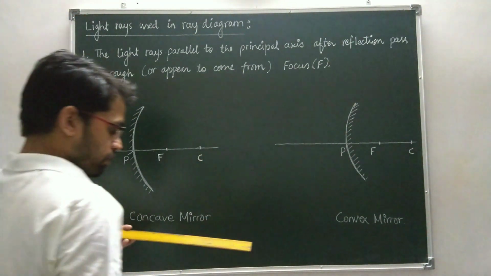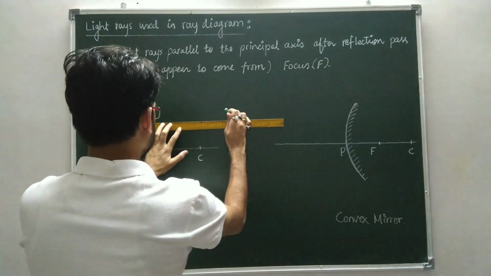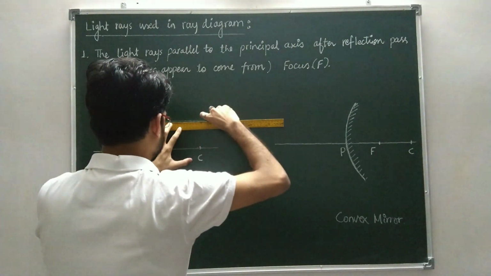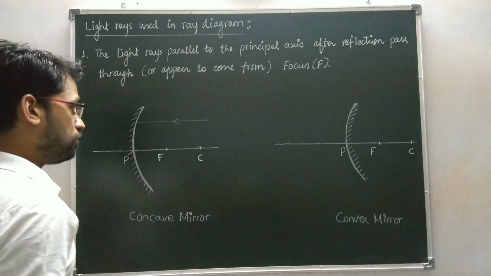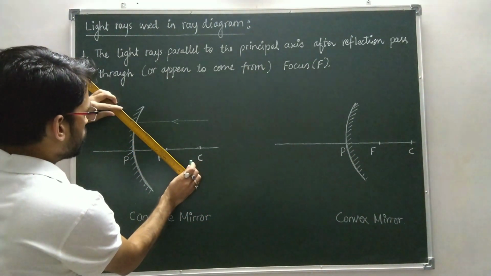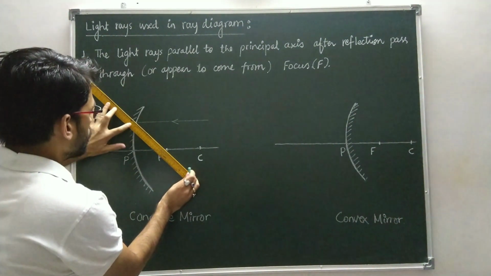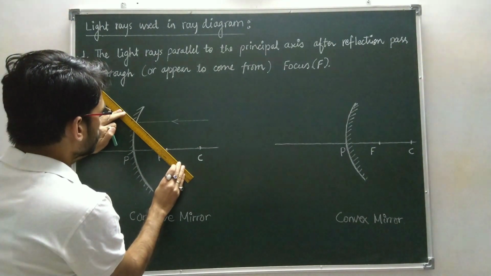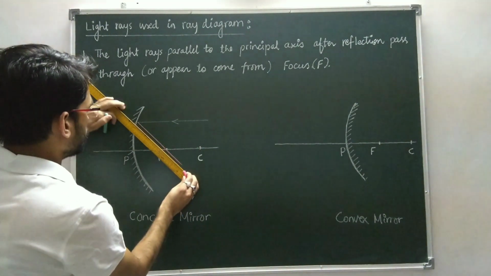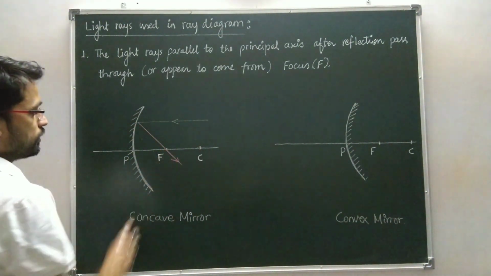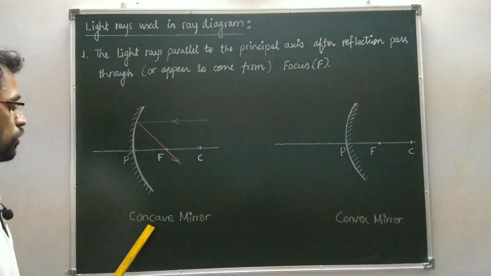So the light ray which is parallel to the principal axis, we know that after reflection this light ray passes through the focus. After reflection, this light ray passes through the focus. So this is for the concave mirror.